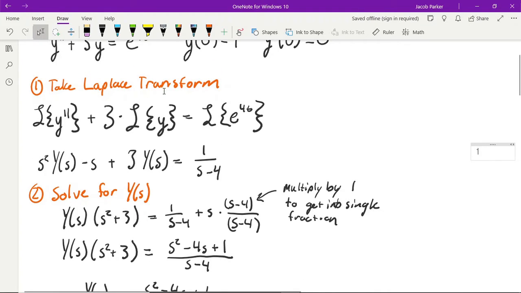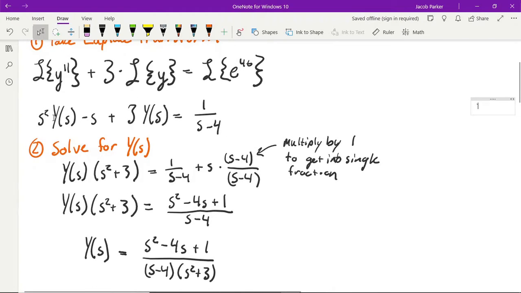The first step is to take the Laplace transform of each component. And when we do that, we should get this expression here, s squared times big Y of s minus s plus 3 big Y of s is equal to 1 over s minus 4.